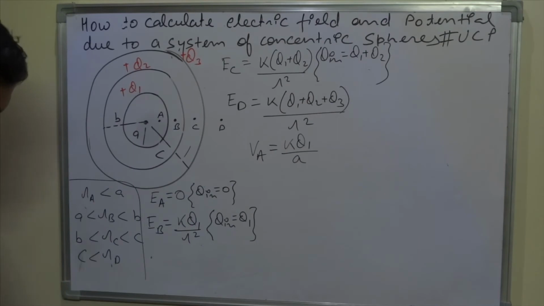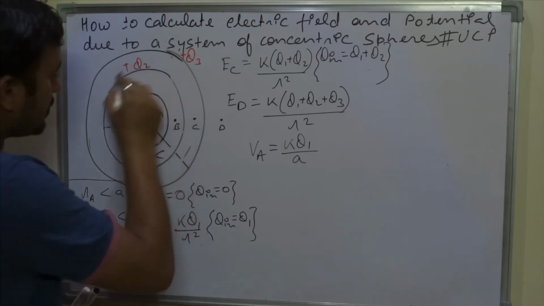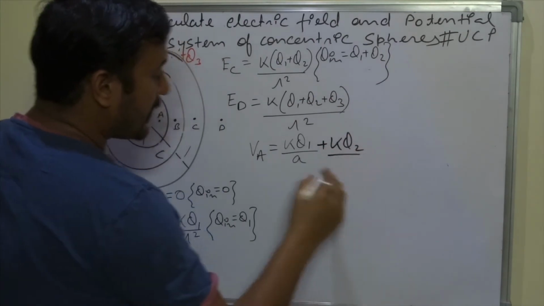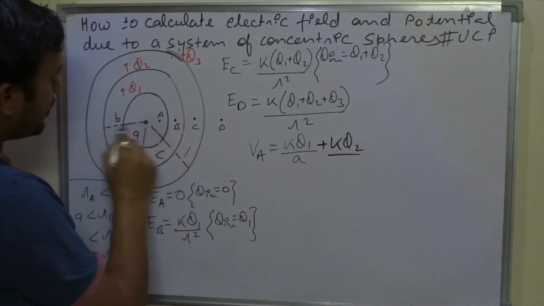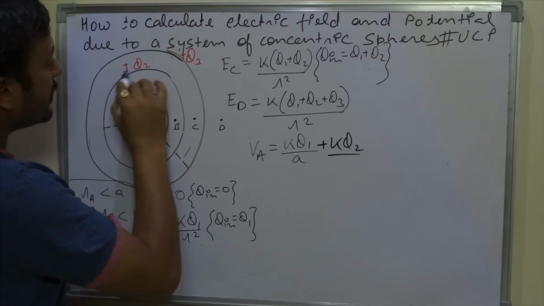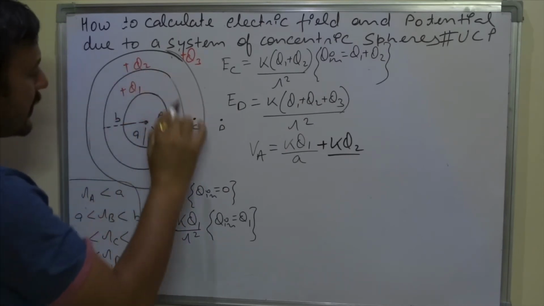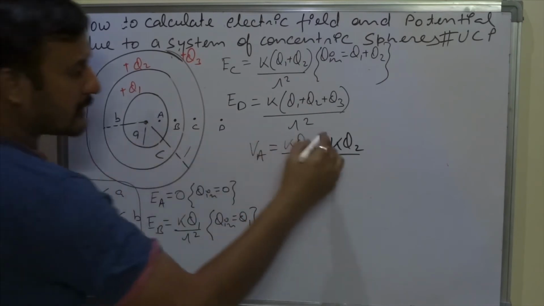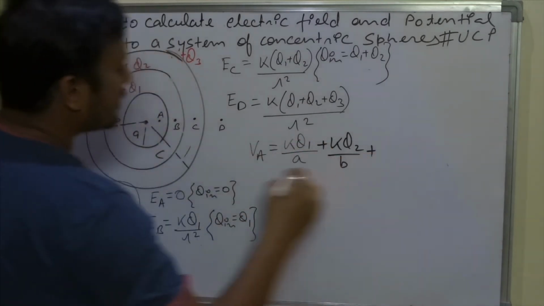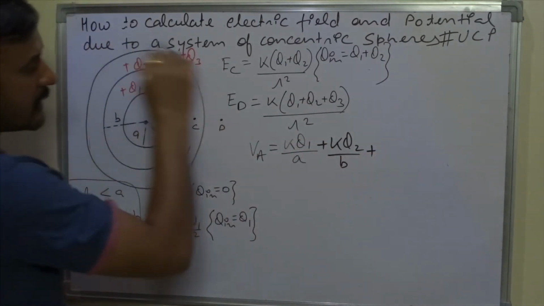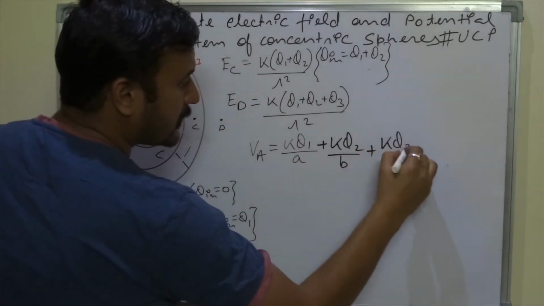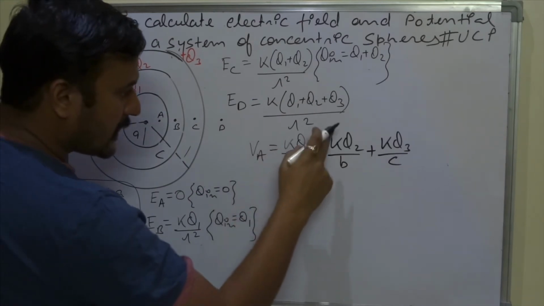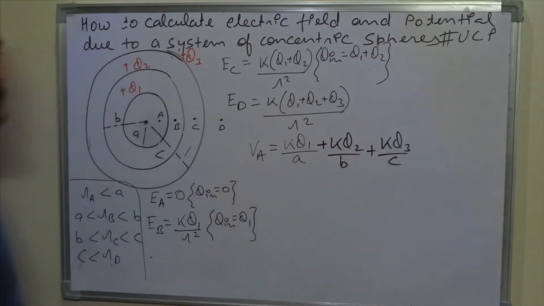Due to the middle sphere, it would be kq2 by its radius, which is B. So kq2 by B, plus due to the third sphere, it would be kq3 by C. So VA is kq1 by A plus kq2 by B plus kq3 by C.